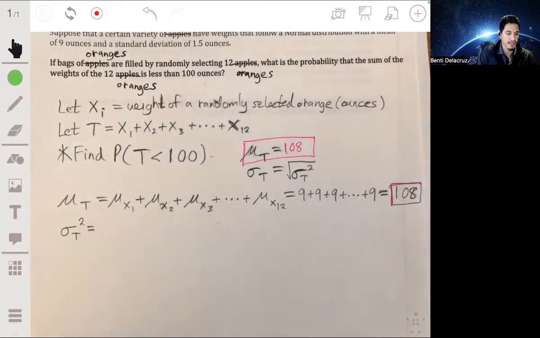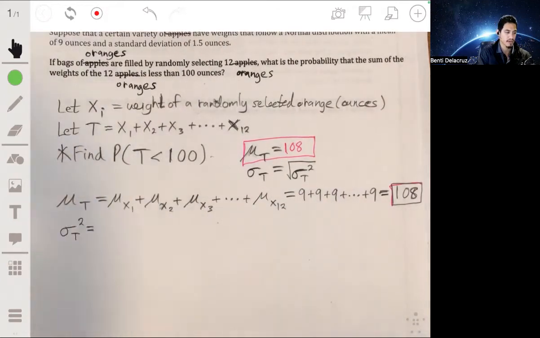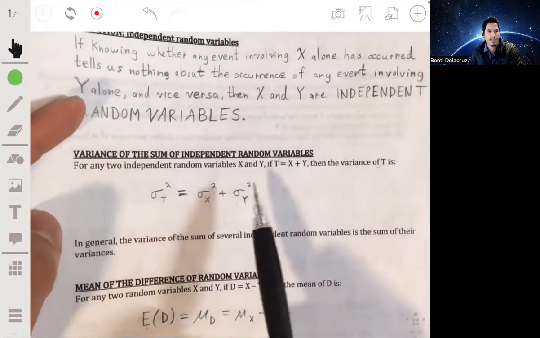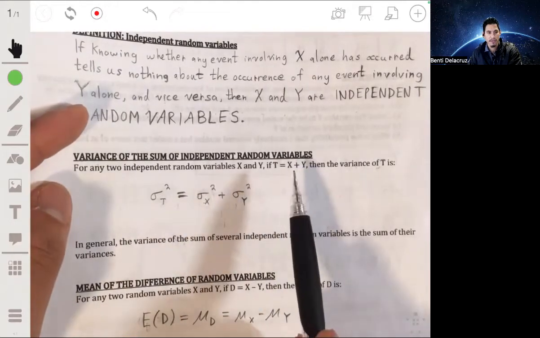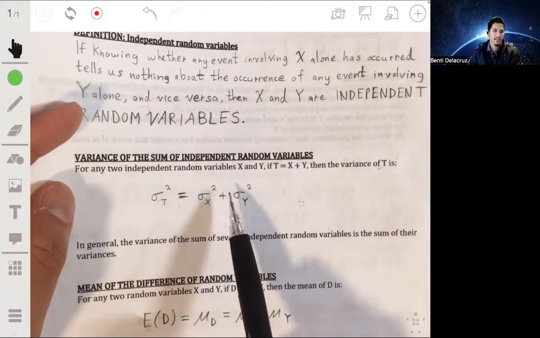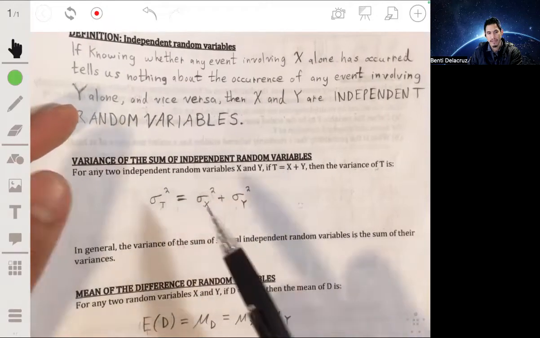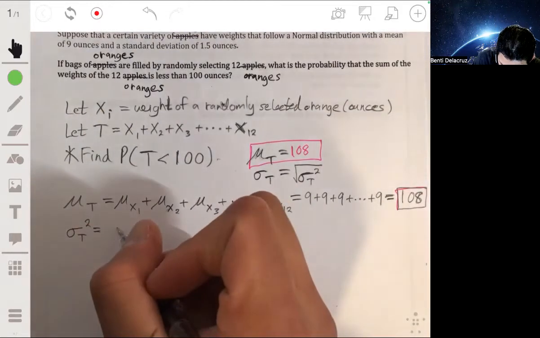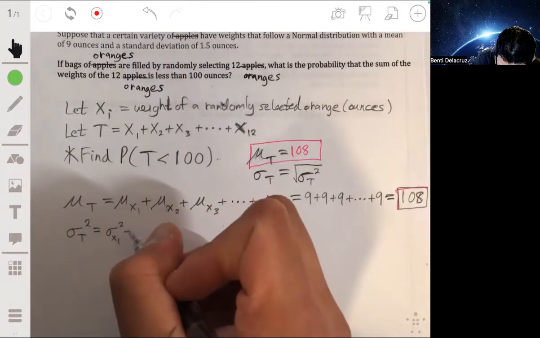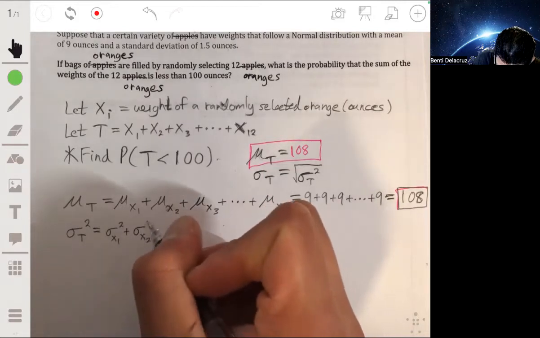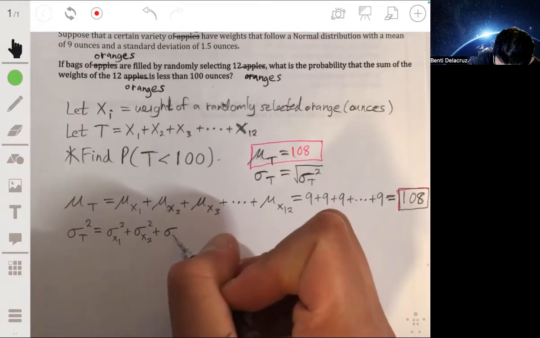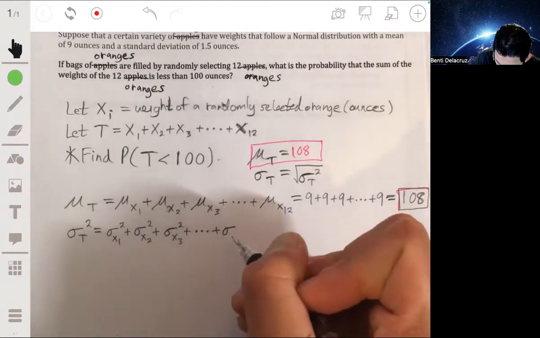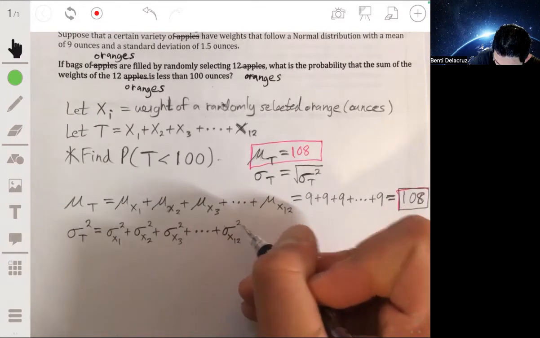Going back to what we did in the previous section, previous problems, we have the formula that if you have a variable that's the sum of other variables, like if t is equal to x plus y, then the variance of t is just equal to the sum of the variances of x and y. Just add them together. So in this problem, the variance of t is just going to be equal to the variance of x1 plus the variance of x2 plus the variance of x3, all the way to the variance of x12.